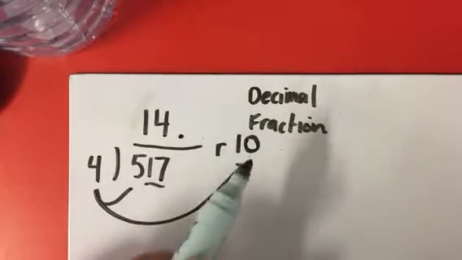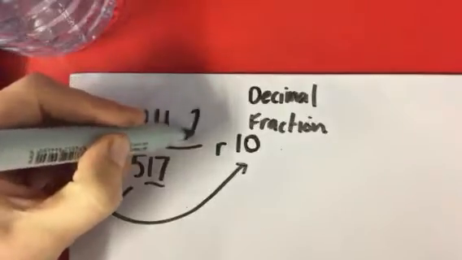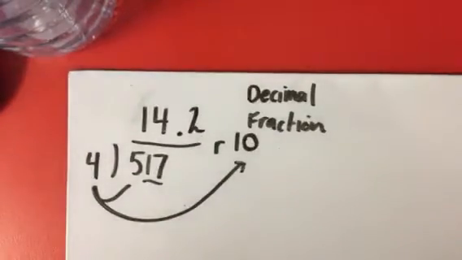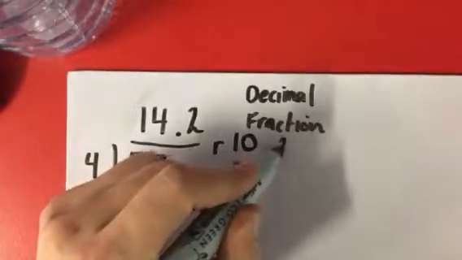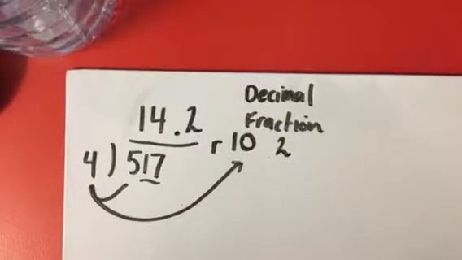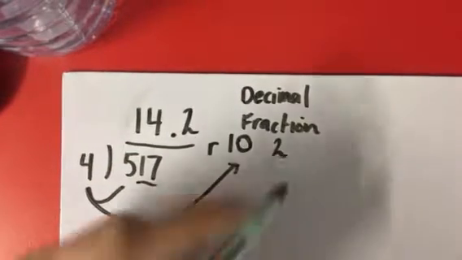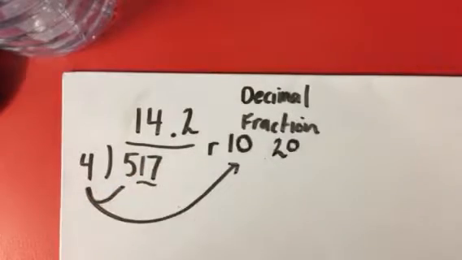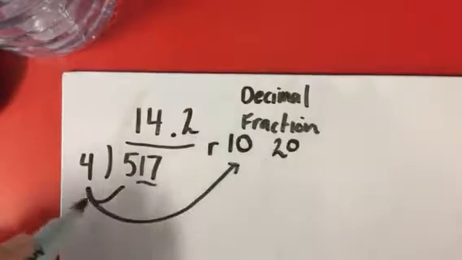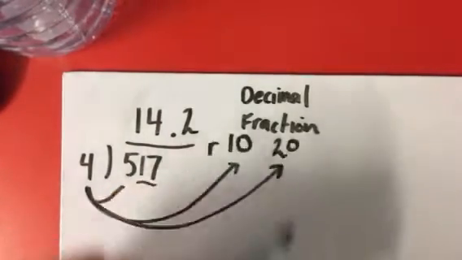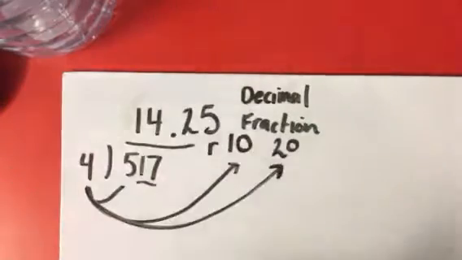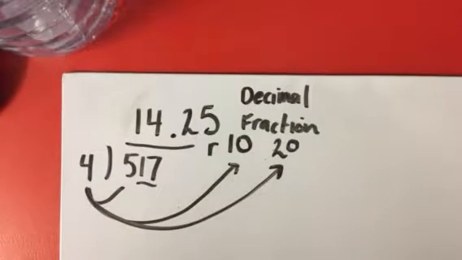So 4 fits into 10 twice, with 2 left over. And then we add a 0. And the question is, how many times does 4 fit into 20? And the answer is 5.